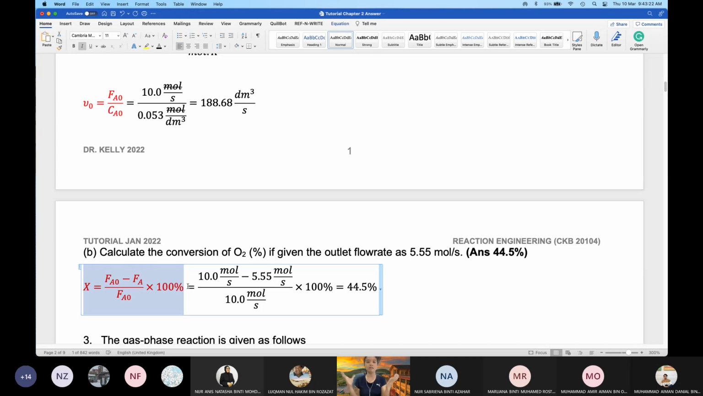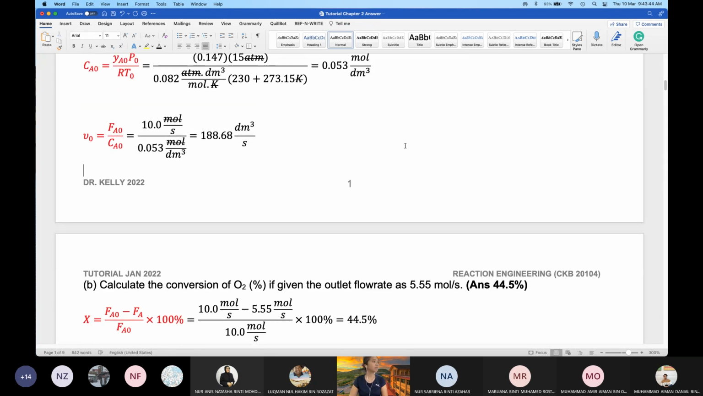And since they want in percent, you have to multiply with 100%. Dalam pengiraan, kalau kita tak multiply dengan 100%, dia menjadi fraction. Dia nak dalam percentage, darab sajalah dengan 100%, you get in terms of percent. So when you calculate correctly, you will get in terms of percent, 44.5%. So done for question number 2.